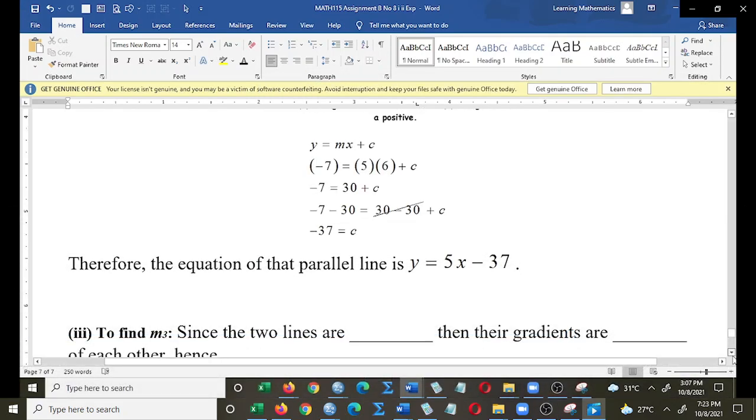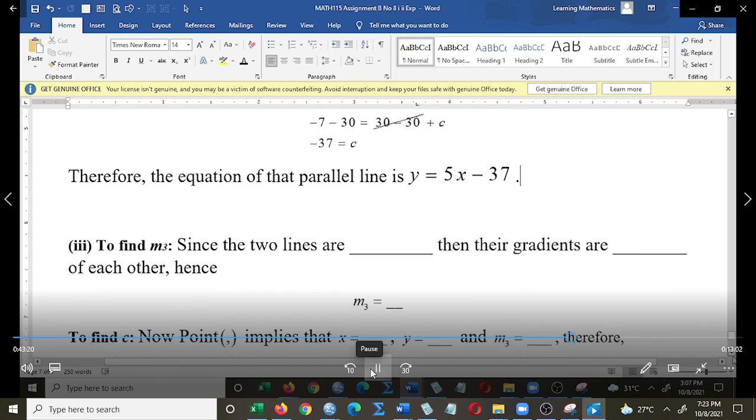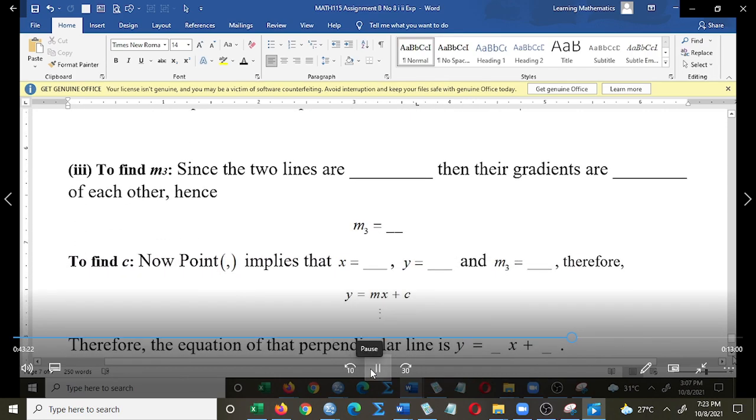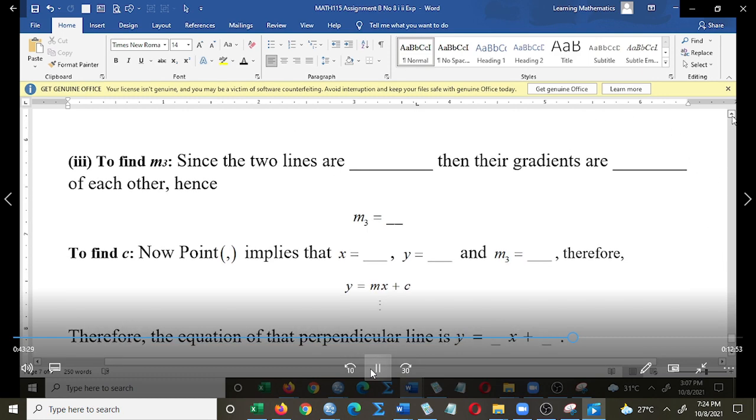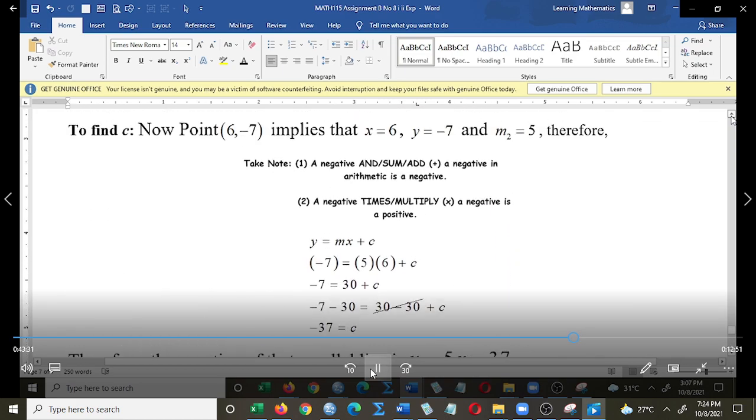Part 3. Part 3 is the last one. Okay, so we're right on time. We should finish in due time to find M3. So let's see what part 3 says. Let's go back and take a look at part 3.